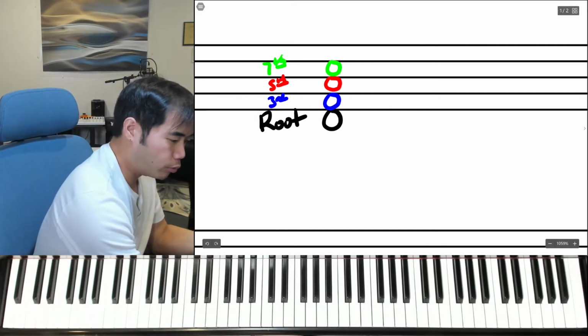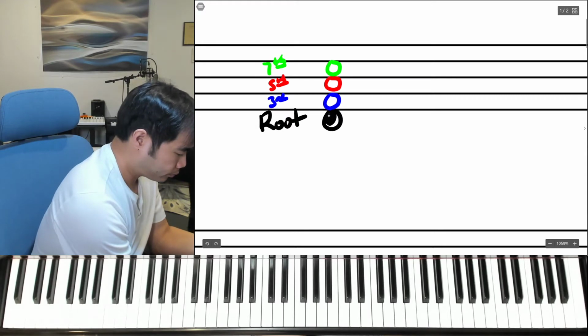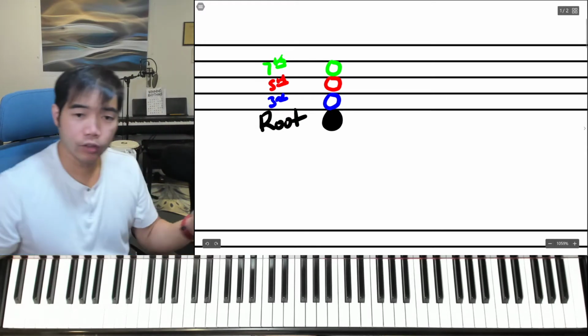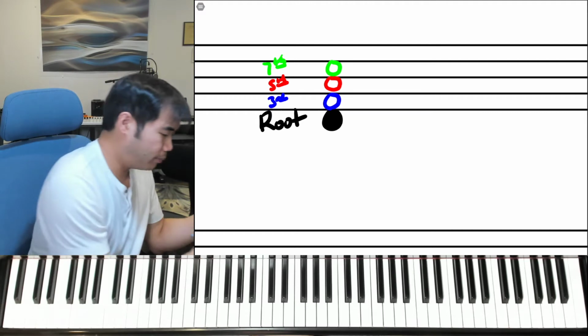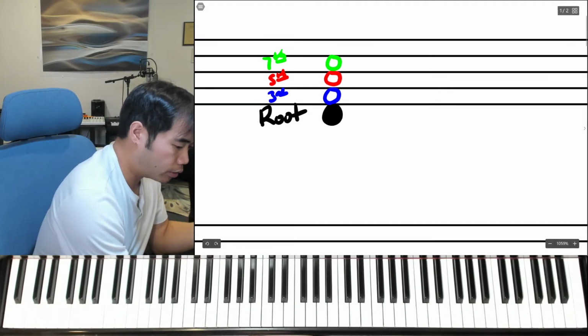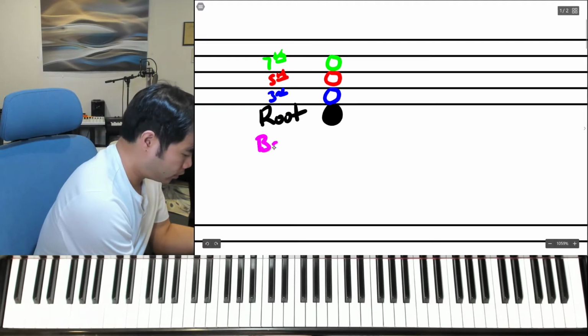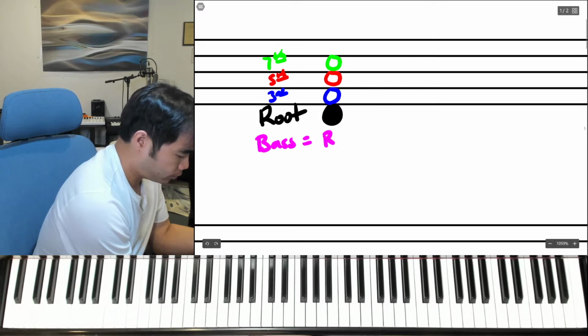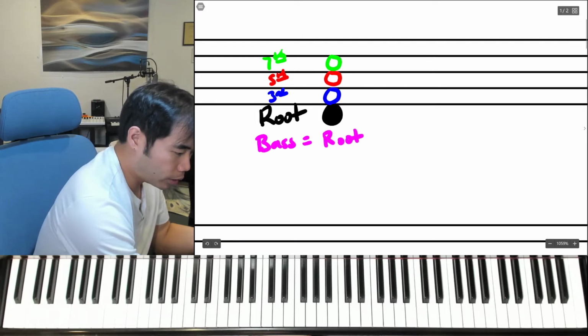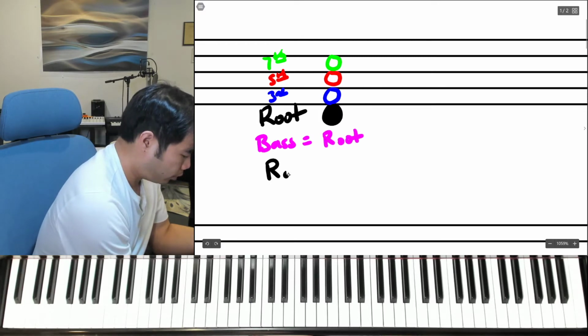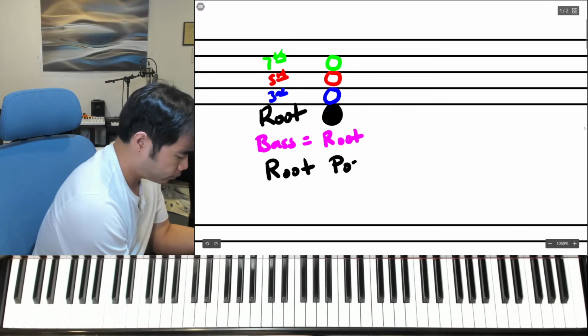So let's take this one for example. The bass note's always the lowest note. In this case, the bass note is the root of the chord. So we're going to write that. The bass is the root, which means we are in what we call root position.